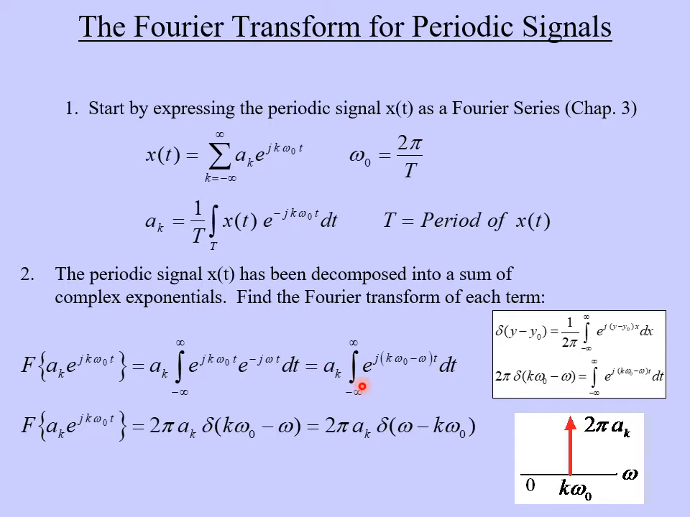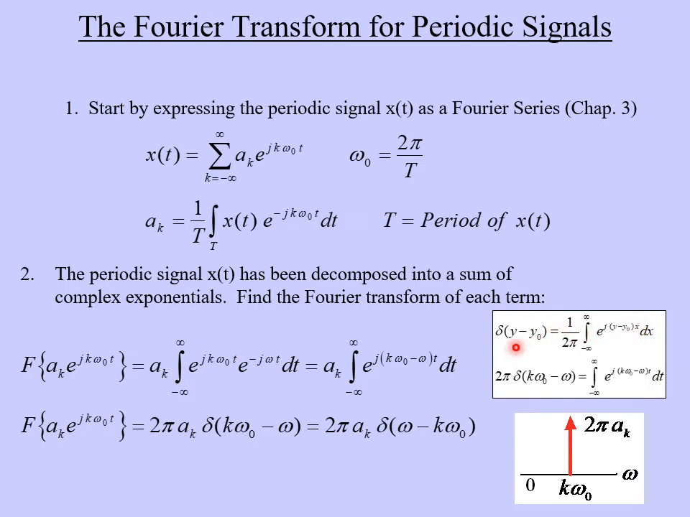So we have this integral over all time of e to the j times quantity k omega naught minus omega, times t. What do we do with this? Well, here we can use what we learned in part 1 of this video. Remember this expression here. It's an odd looking expression, but it's a way to represent a delta function as a Fourier transform integral. By making the appropriate changes in variables, remember y, y naught, and x are dummy variables, we can call them whatever we want.